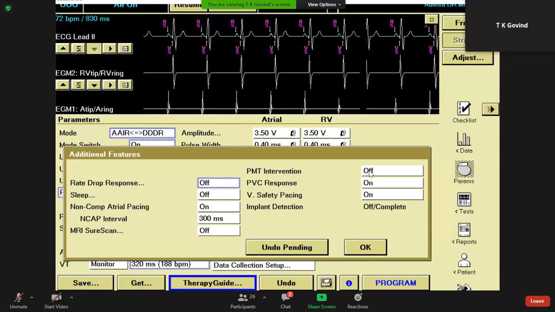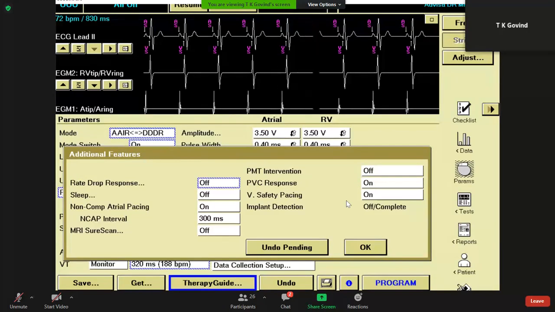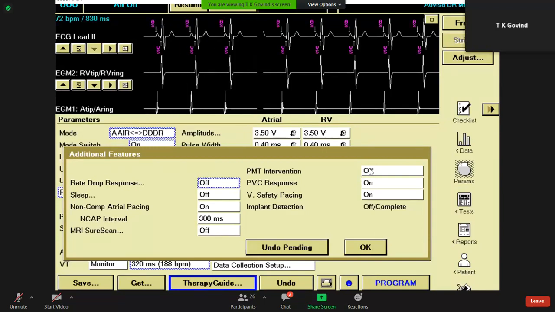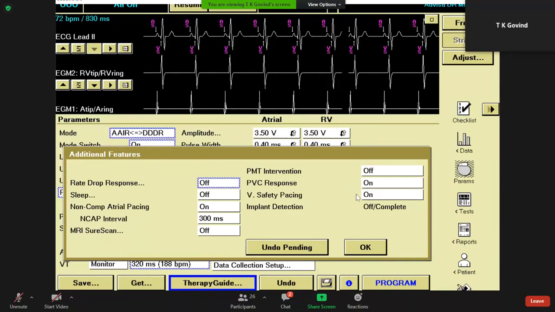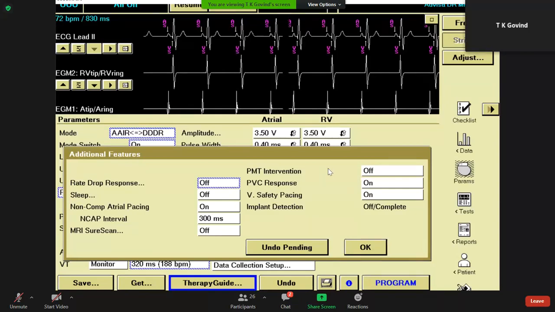So if you want to terminate a PMT happening, then you need to switch the PMT intervention on. So what is the problem if we keep it on? Right. So it might become a problem, not a serious problem, but a problem. The problem is, let us say a PMT happens.